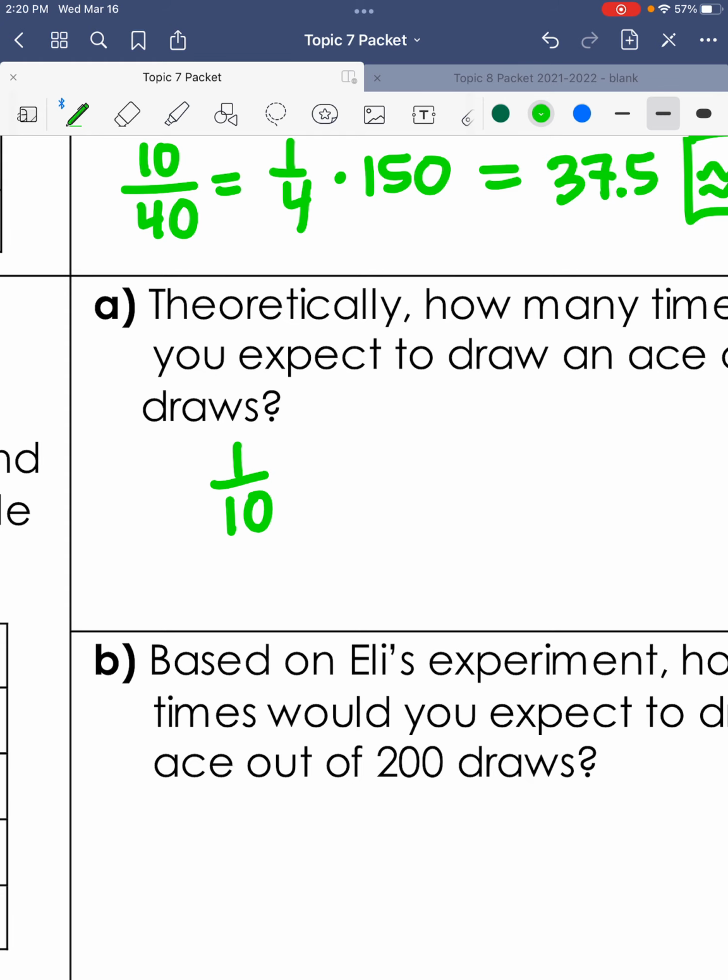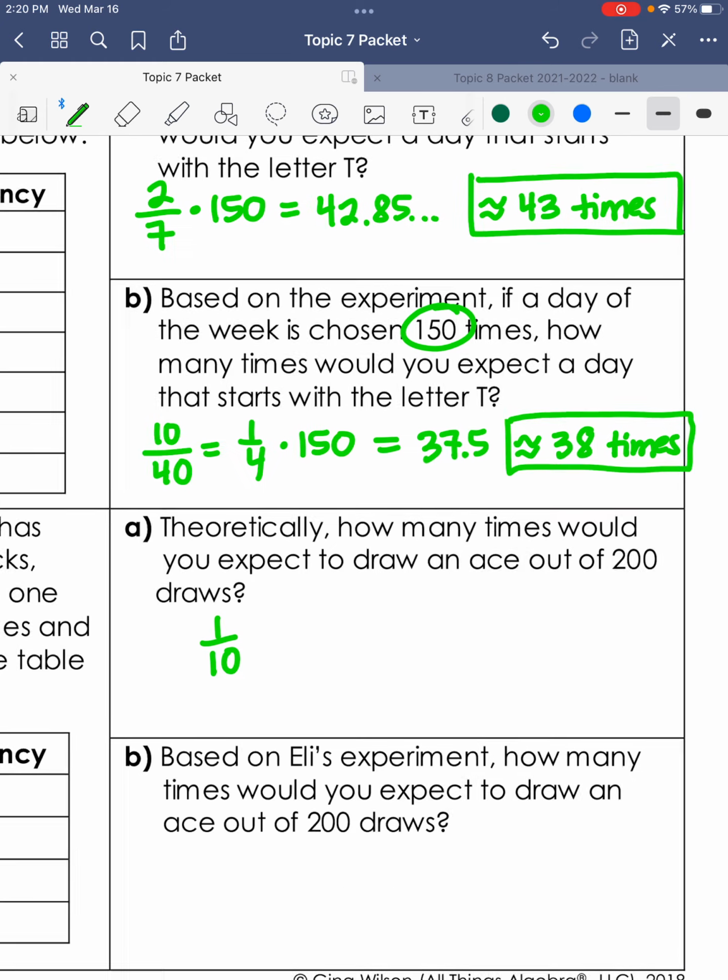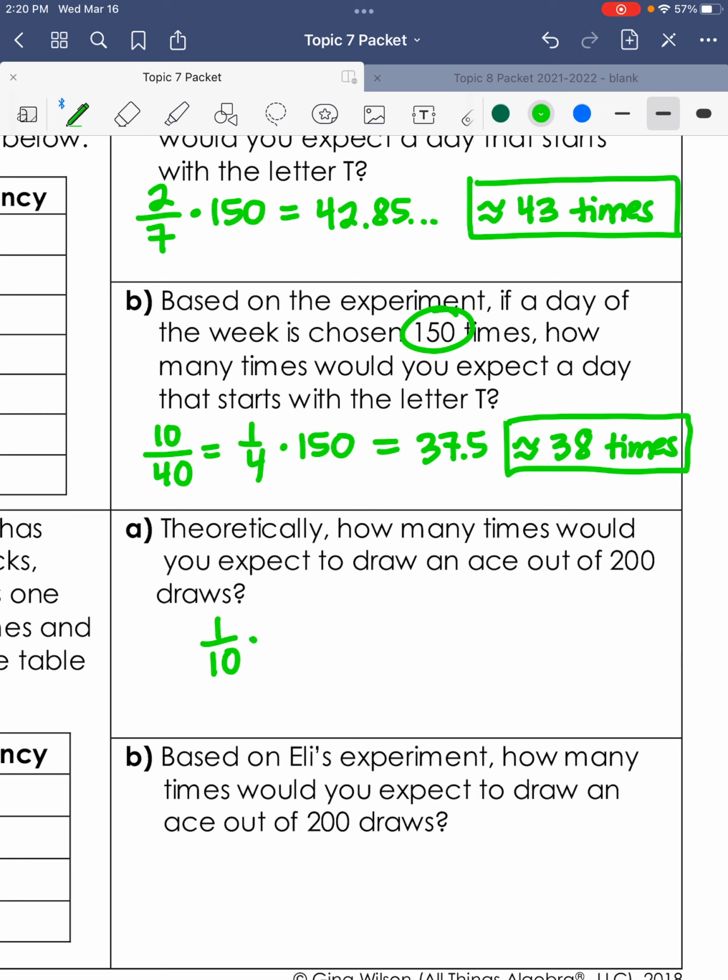I don't need to bother reducing that. It doesn't reduce anyway, but I'm going to multiply that with the number of draws that we're going to maybe make. So 200. So the way I put this into my calculator is 1 divided by 10 times 200. So 1 divided by 10 times 200 is 20. So I get 20. So 20 times. This time I don't have to round, which is really nice.